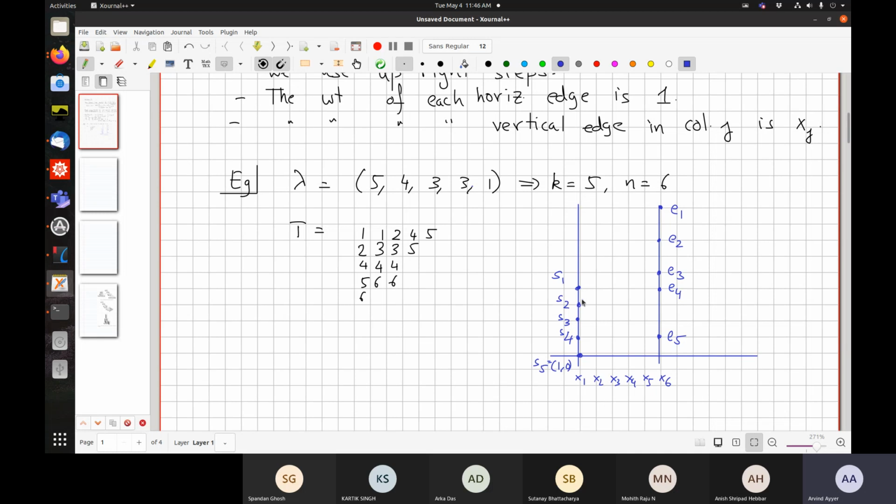So I should go to Ei, and I claim that every tableau is in bijection with a non-intersecting family of lattice paths, where Si goes to Ei. So let me show you how this goes. Let's see what S1 is.